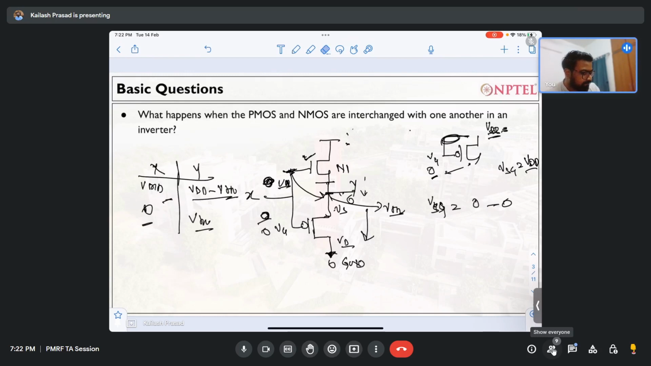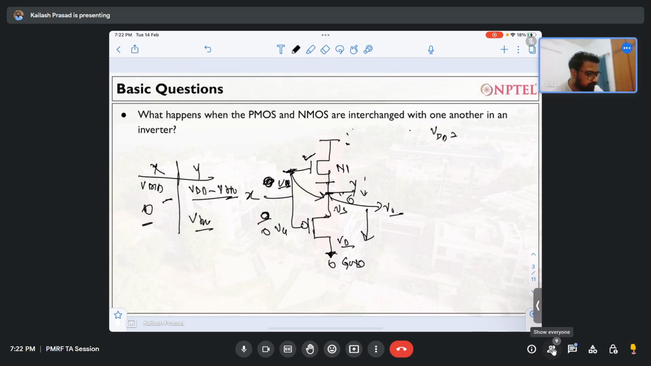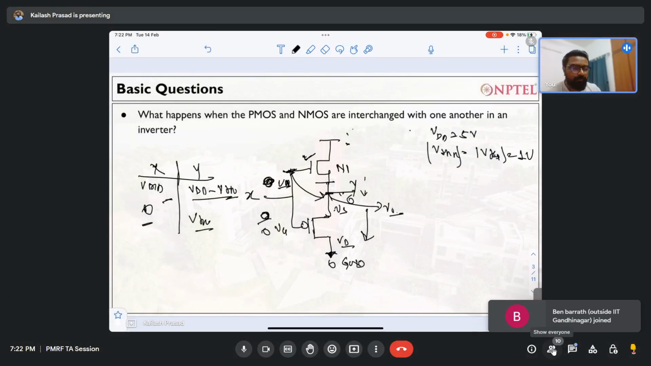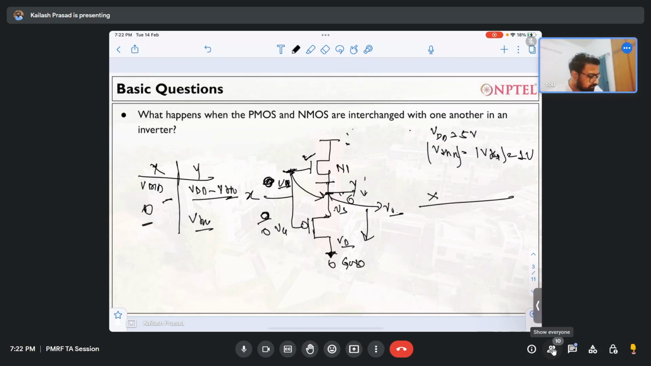Let me tell you this same example in terms of numbers. I think numbers will be more interesting. Suppose VDD is 5 volt, and the magnitude of VTHN equals the magnitude of VTH, say 1 volt. In our case, if I provide 5 and 0 at X, the 5 will be converted to 4 volt, and the 0 will be converted to 1 volt, right?